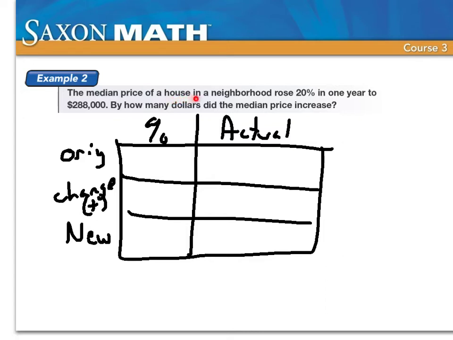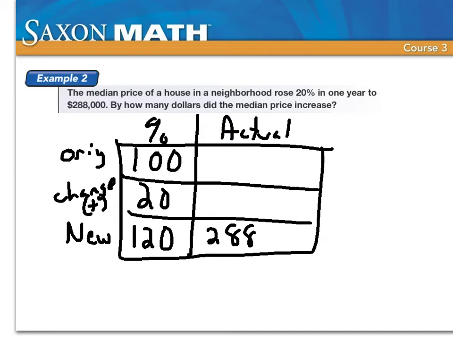It says the median price of a house in the neighborhood rose 20%. So that's how much it changed. We know the original percent is always 100. And since the price rose, we're going to add these two numbers together this time and get 120. When it goes down, we subtract them. When it goes up, we add them. And it says the price rose in 1 year to $288,000. So that means it started at a price and then went up to $288,000. So that $288,000 is the new price.